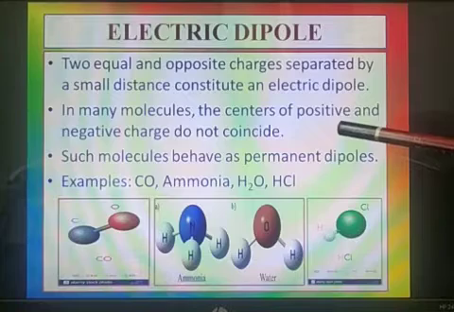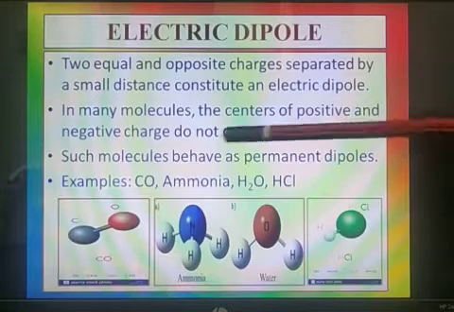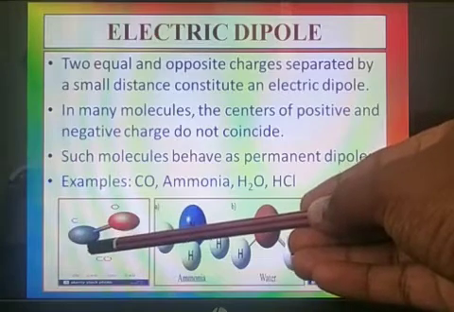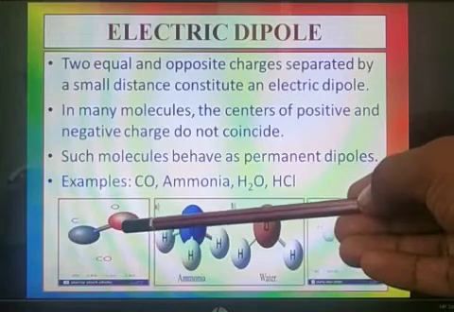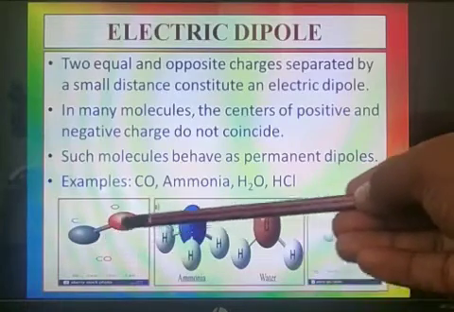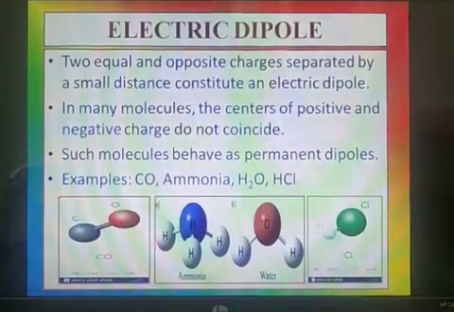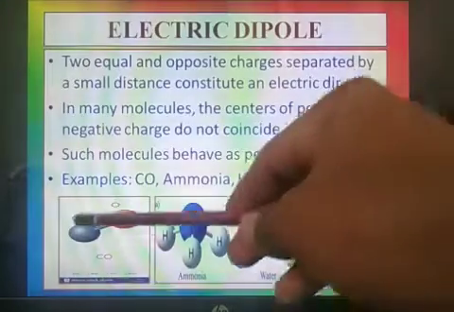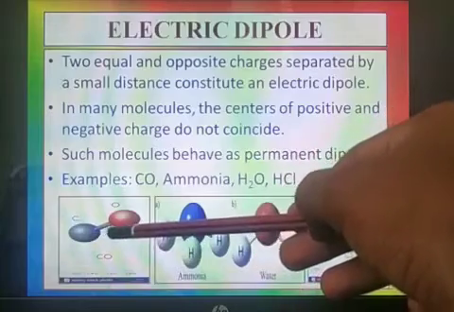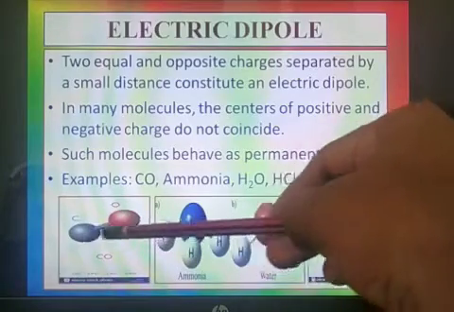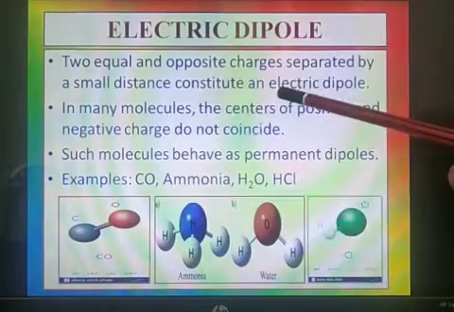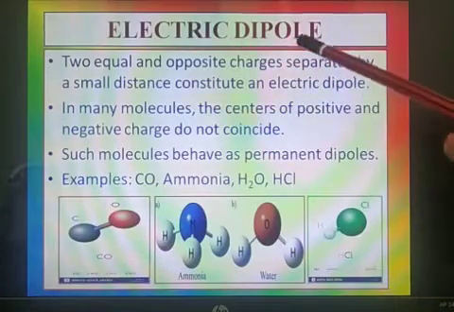Two equal and opposite charges. Two equal and opposite charges mean, in carbon monoxide, carbon has a positive charge and oxygen has a negative charge, having the same magnitude but opposite signs. One is positive, the other is negative. Both are separated by a very small distance. It constitutes an electric dipole. So this is called an electric dipole.